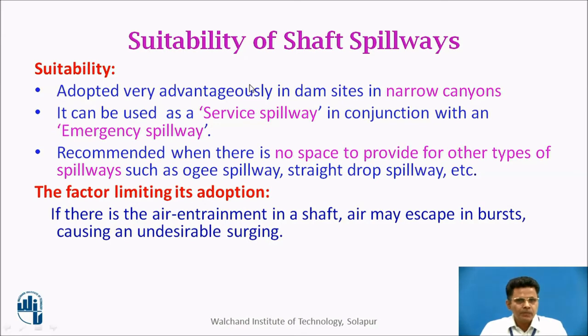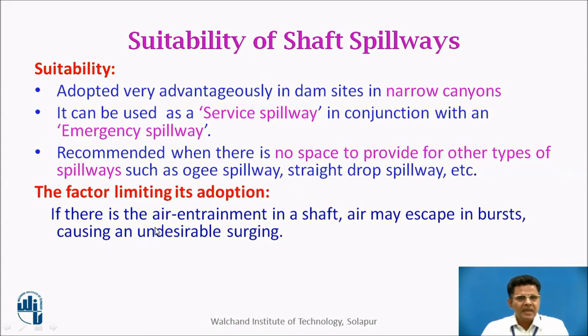It means we can have the main spillway as a shaft spillway and one more emergency spillway should be there, so that if this service spillway in the form of a shaft spillway is not able to manage the discharge, in that case the emergency spillway will also be operated and the discharge will be passed safely without overtopping of the dam. It is recommended when there is no space to provide other types of spillways such as Ogee spillways, straight drop spillway, etc. However, there are some limiting factors.